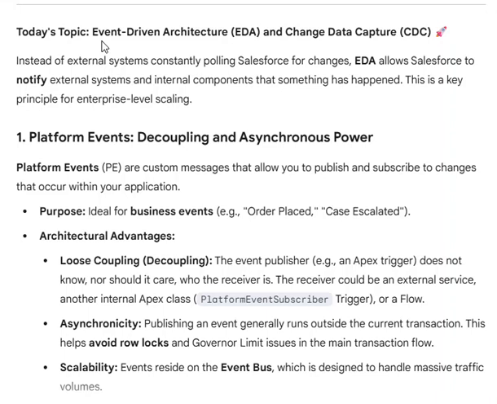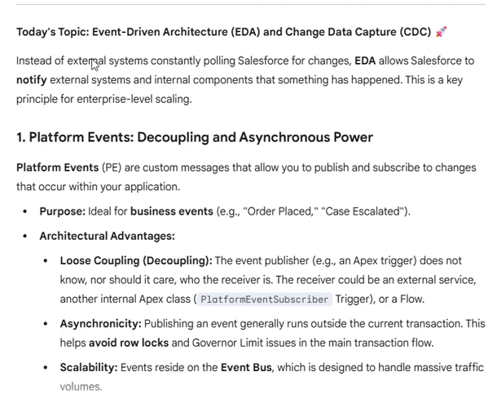When we need to integrate Salesforce with other systems, or we just would like to notify another system that something happens in Salesforce, we could use event-driven architecture. When we're working with event-driven architecture, we don't need to use polling. We could use just events in order to be able to notify another system that something happens.